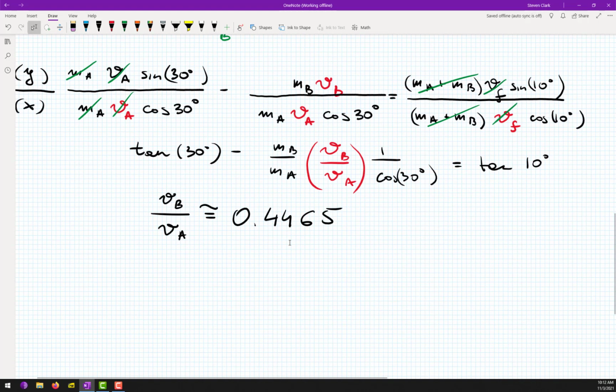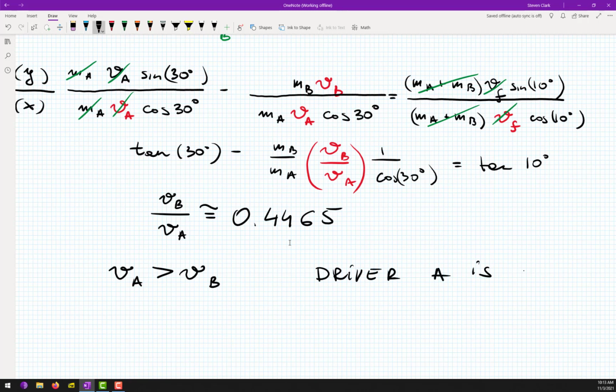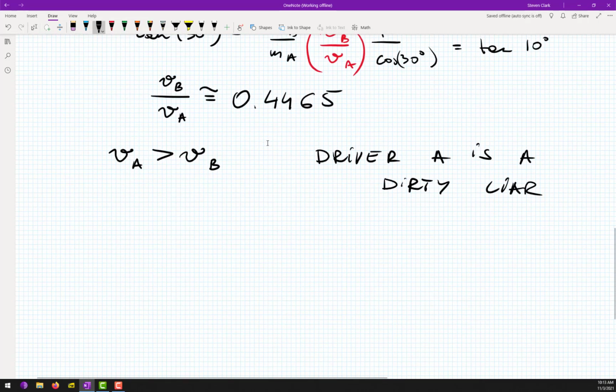Who is a liar? Which velocity is faster than another one? VA is faster, yes. So VA must be faster than VB, and VA is a dirty liar, yes? We can write driver A is a liar, maybe dirty even. Okay, this is the end of part A.